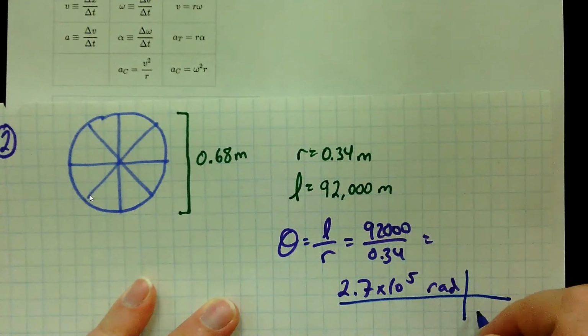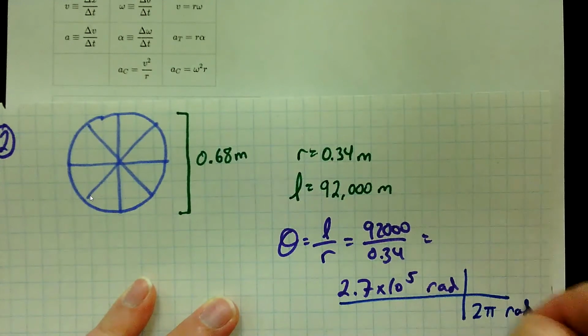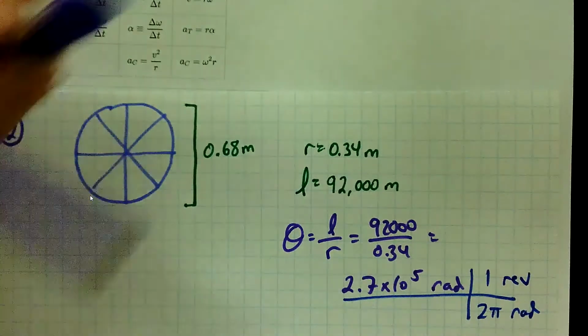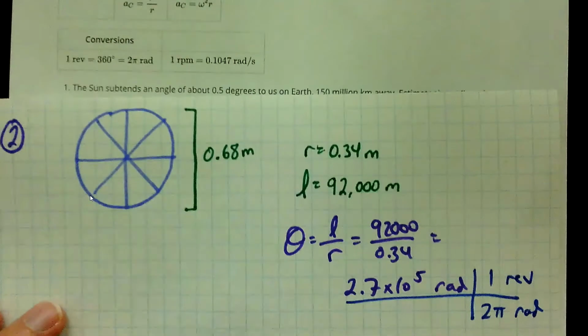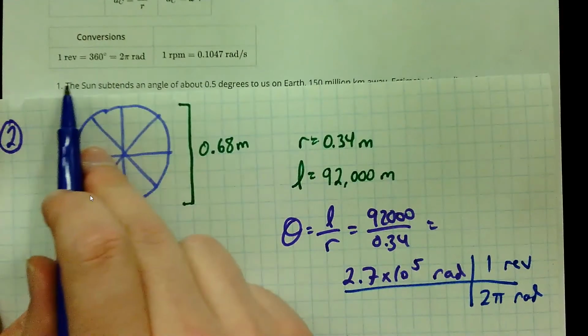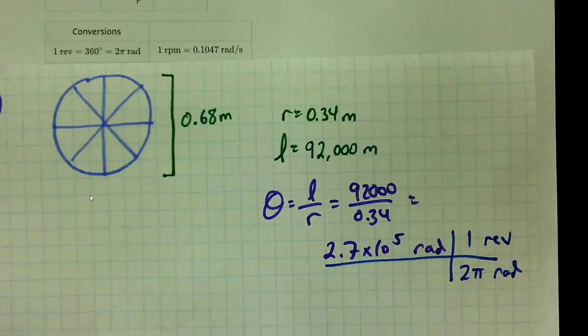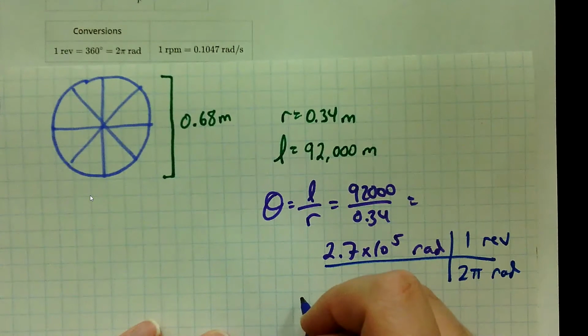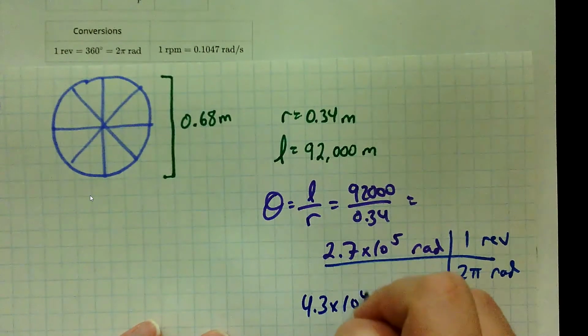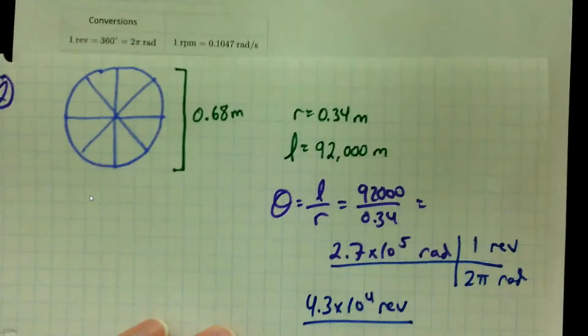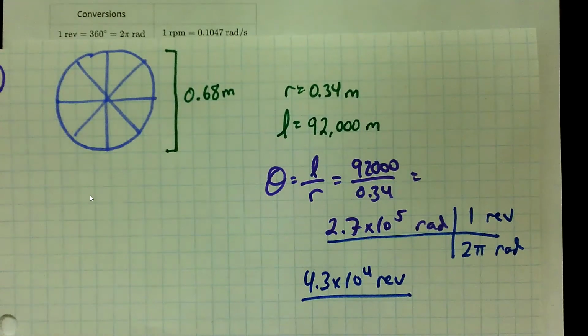I can say that 2 pi radians is equal to 1 revolution. This is also on your equation sheet, and I'm also giving it to you here. You'll get used to it, but you don't really need to memorize it. So what I'm doing is converting this to revolutions by dividing by 2 pi. That's what I got.